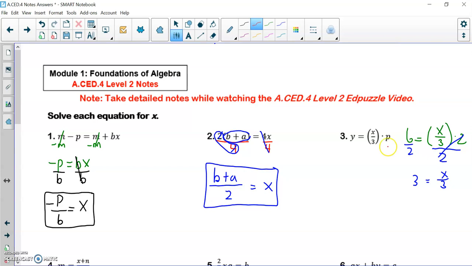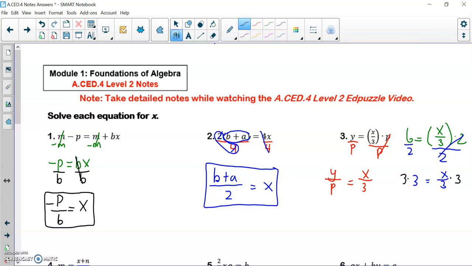Same thing with number 3. I'm going to first do the divided by p on both sides. So I have a y over a p is equal to an x over a 3. My p's cancel. To solve the blue equation from here, I would multiply by 3 on both sides and get a 9 is equal to an x.